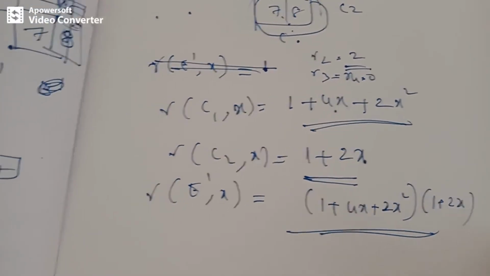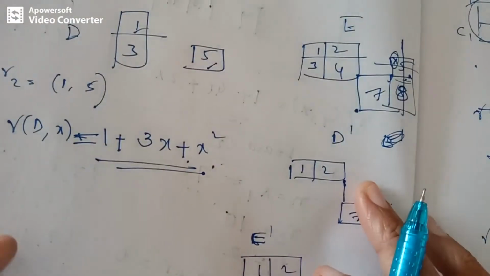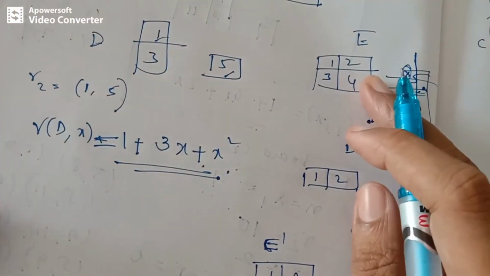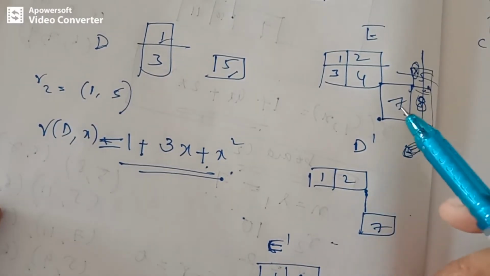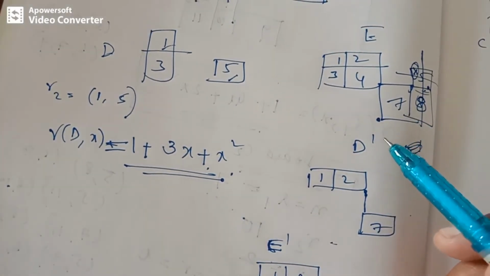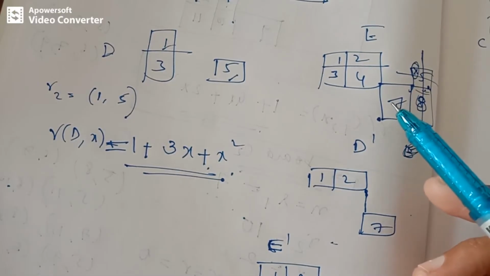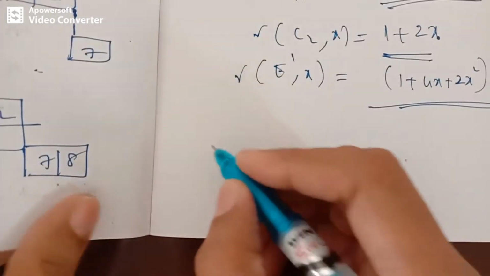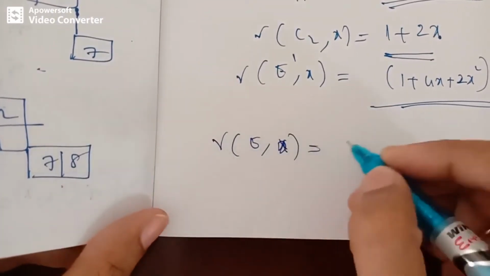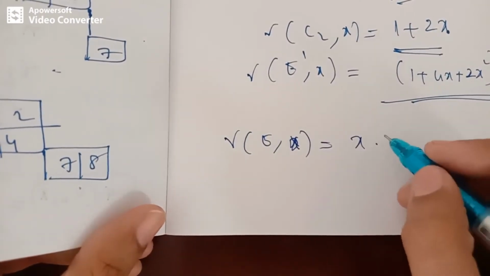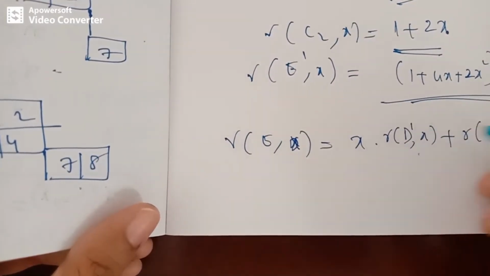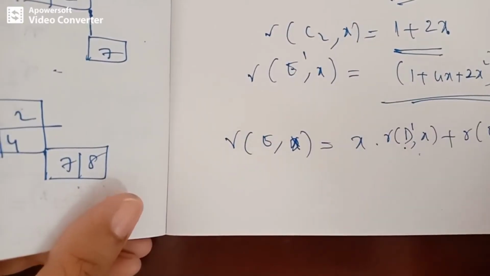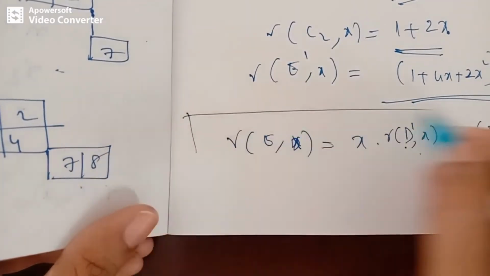So now we have to substitute all these values back into our original board, right? We have divided E into D dash and E dash, and just now we have found out the value of E dash. And we have to combine them with the expansion formula. So we have to find R of E comma x. So what is R of E comma x? By the expansion formula, it is given by x into R of D dash comma x plus R of E dash comma x, since we have divided into D dash and E dash. This is the expansion formula.